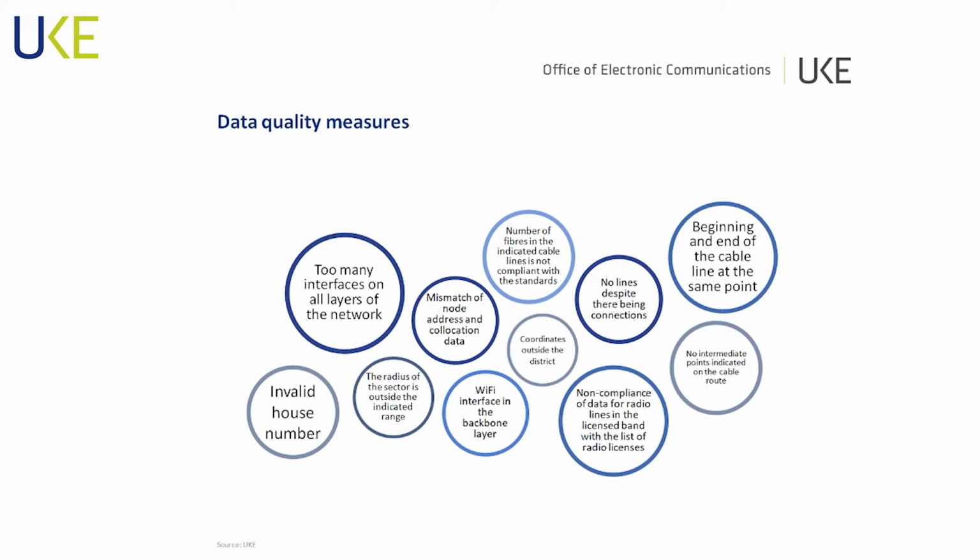We have been taking care of the quality of data for many years, which is why our system has been supplied with a number of data quality rules. You can see some examples on the slide. An invalid house number illustrates that the building address is not in the reference address database.